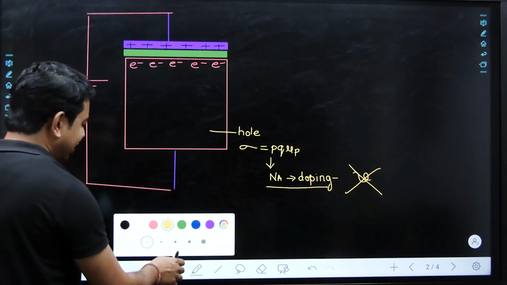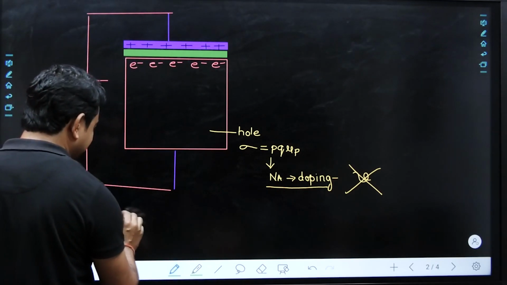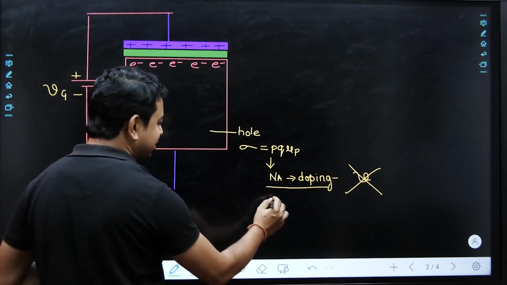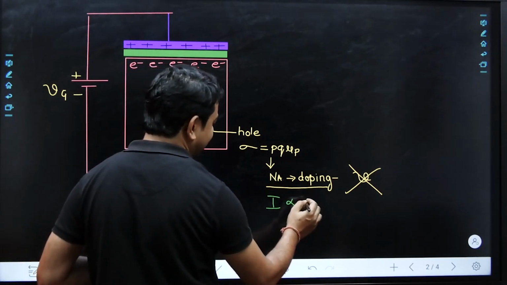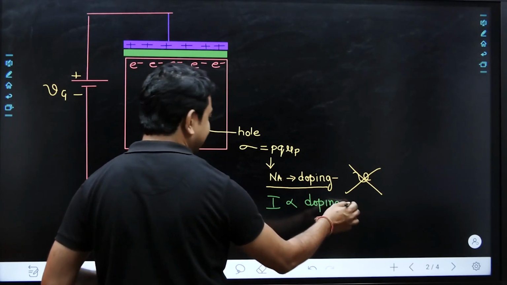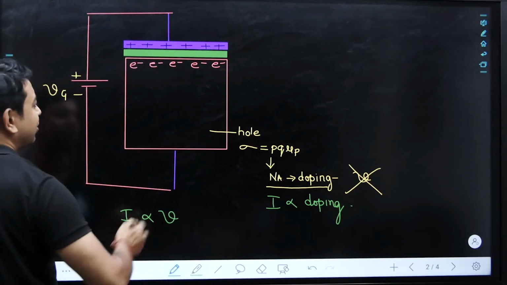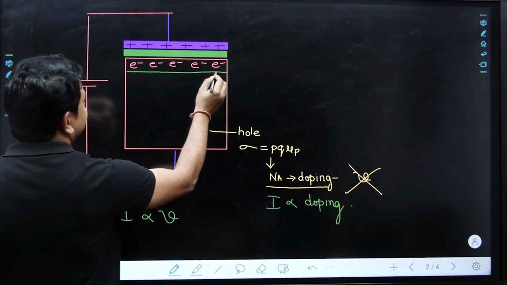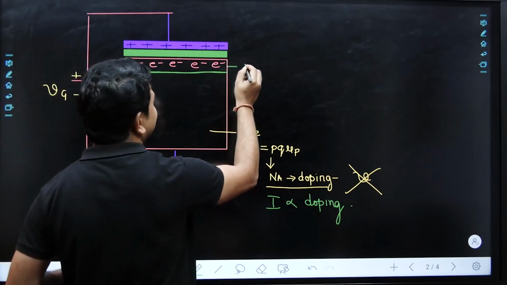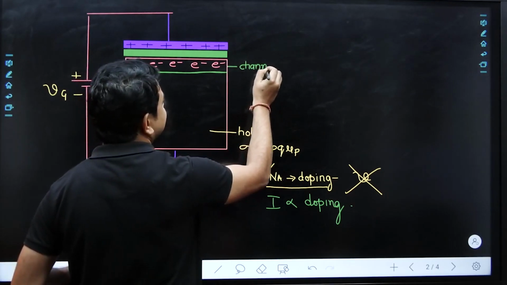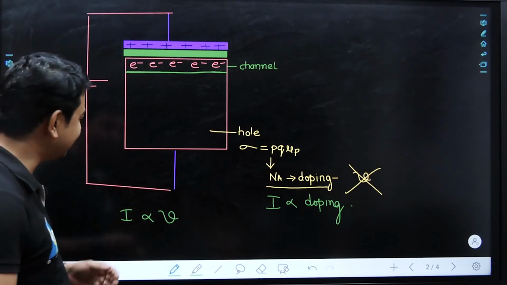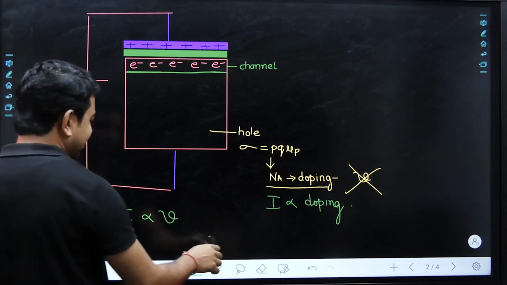And we know what our intention is. Our intention is to create a current which depends on the voltage. If we create current using doping, this current depends on the doping concentration. This current does not depend on voltage. That's why we are not using the hole concentration. So always we have to create an inversion layer. Inversion layer means this layer, which is actually called the channel, the path through which we can finally have the current.